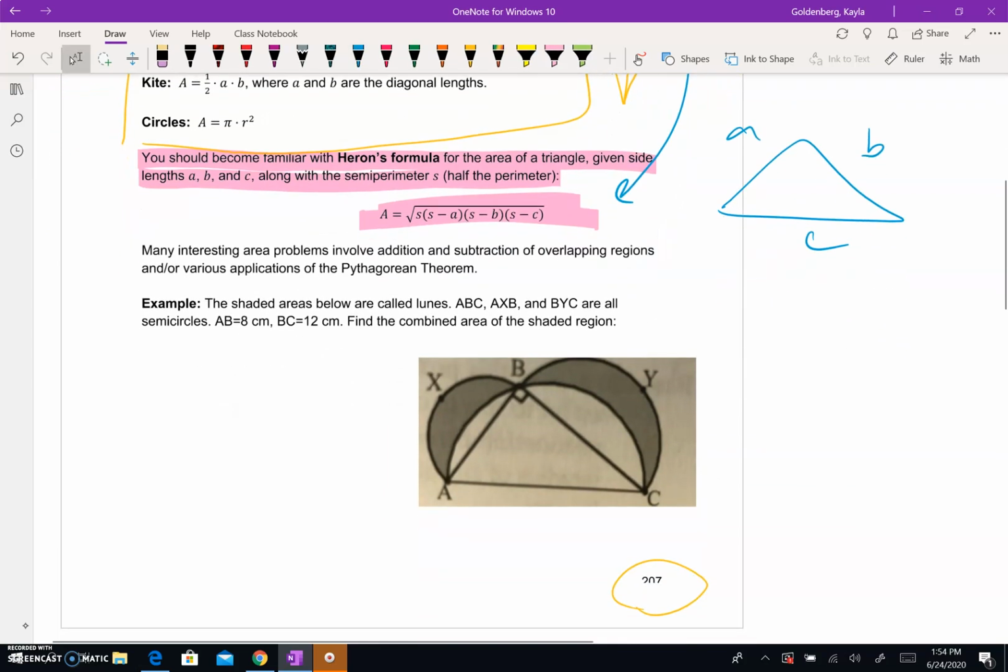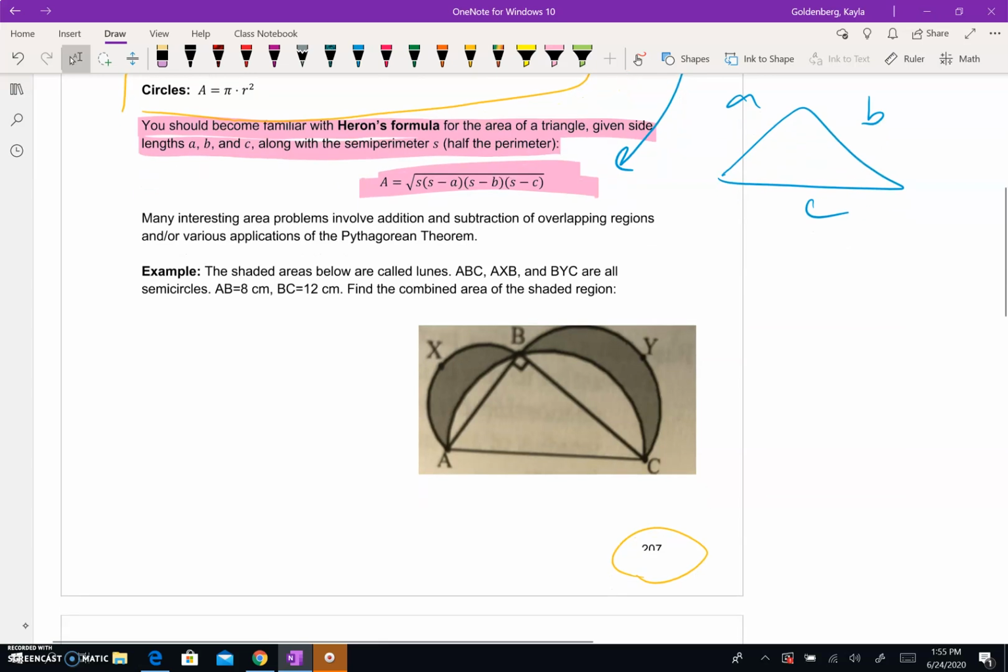Many interesting area problems involve addition and subtraction of overlapping regions, as well as applying the Pythagorean theorem. So overlapping regions will be really useful for you guys as a back pocket tool, especially if you are doing a competition problem involving a shaded area region, right? Being able to subtract certain areas from each other.